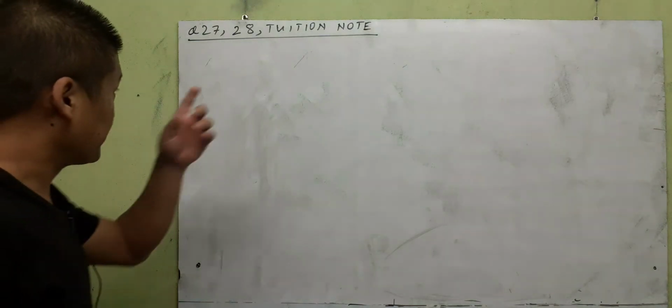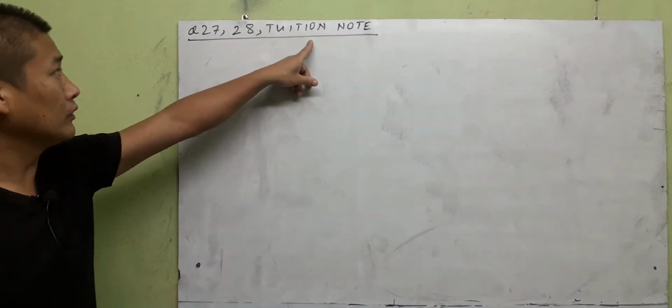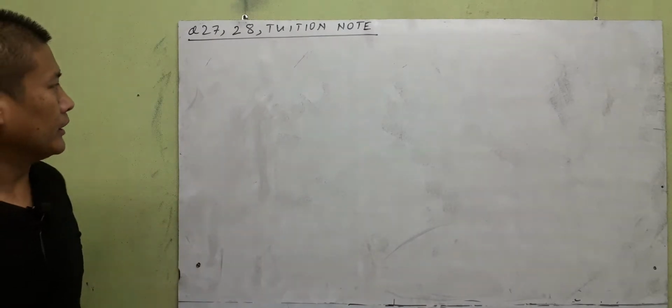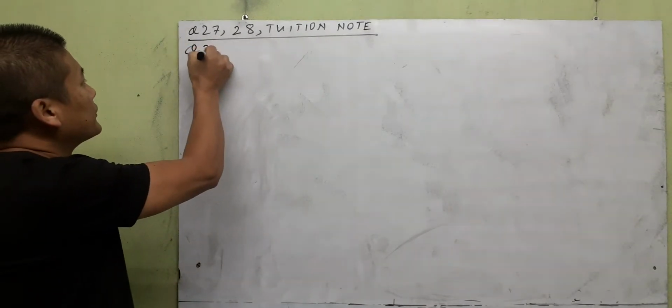Okay, so in this class, we'll discuss these two questions on your tuition note, 27 and 28. We'll go to 27 first.